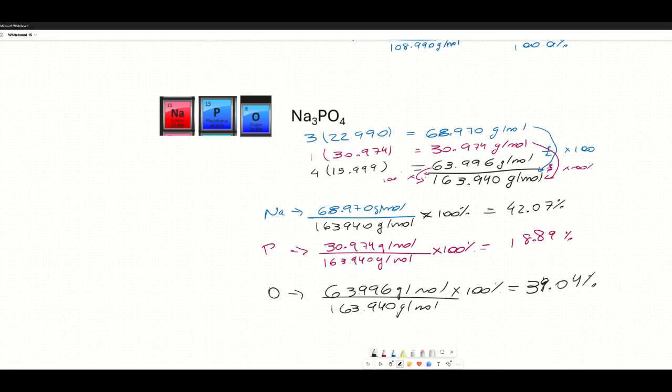And this is the percentage for each element. That's it. That's all.